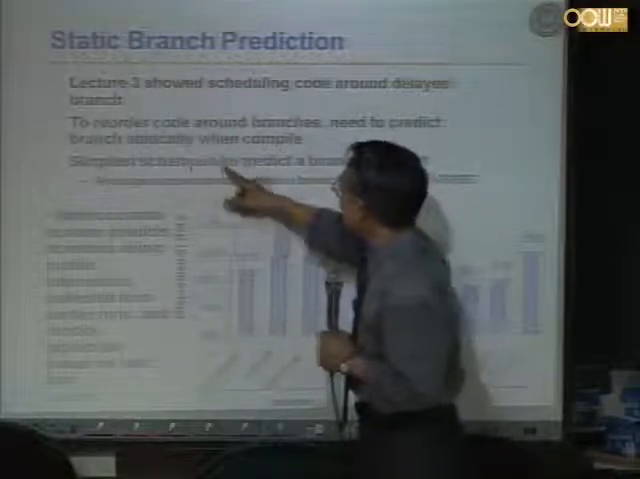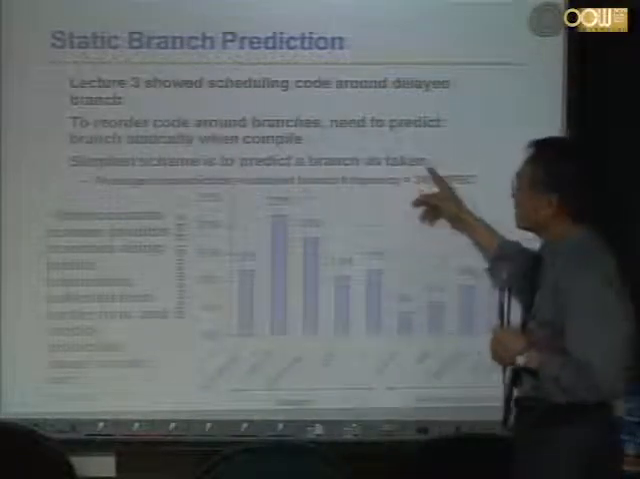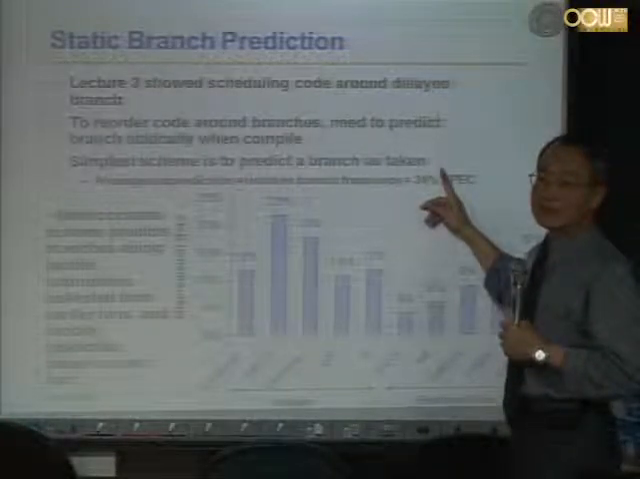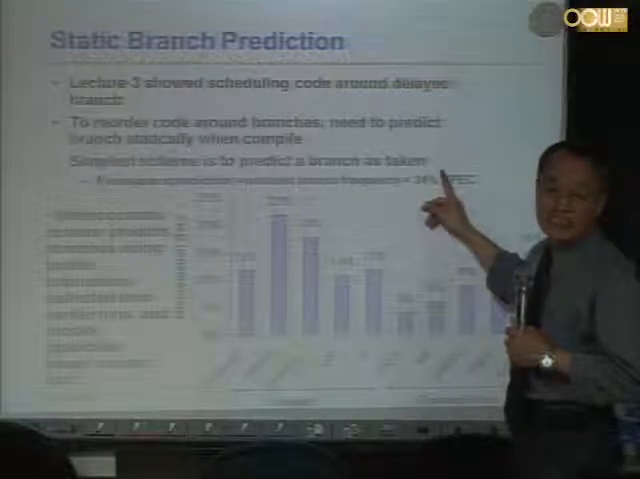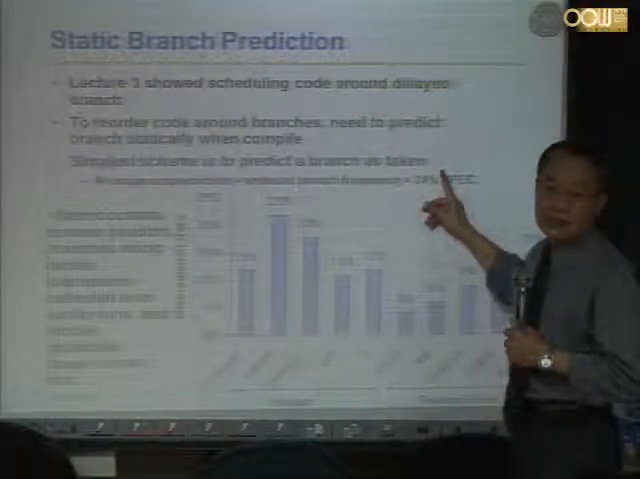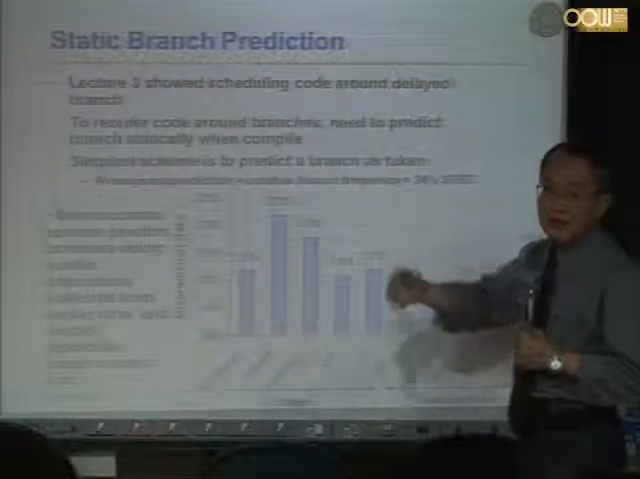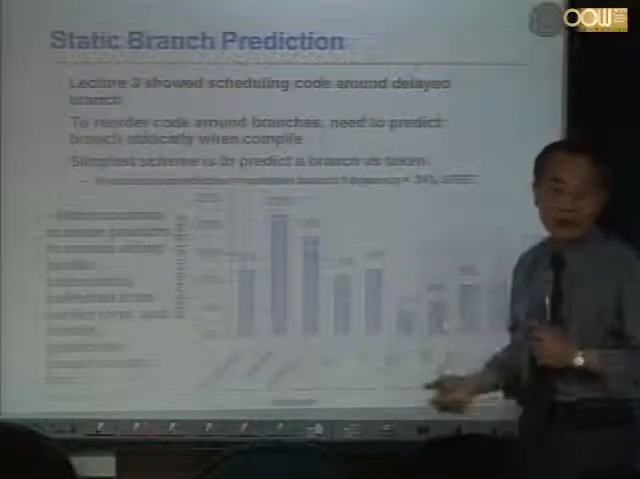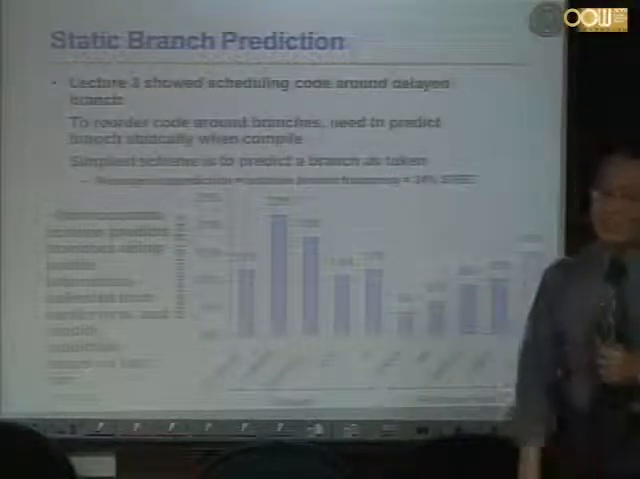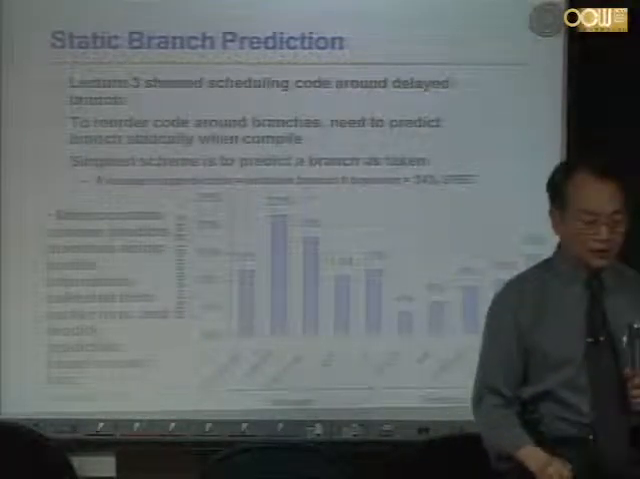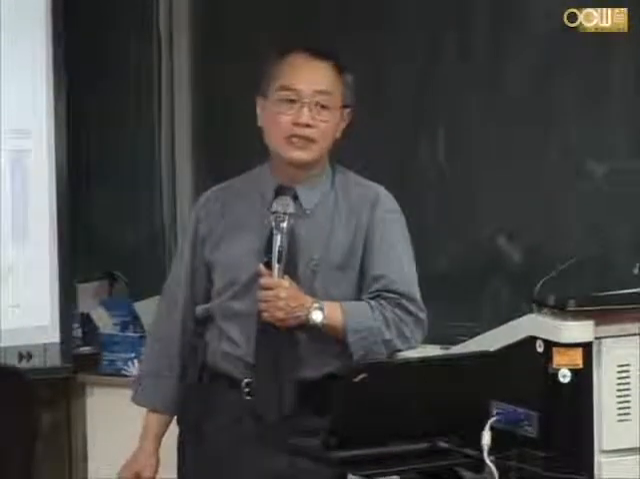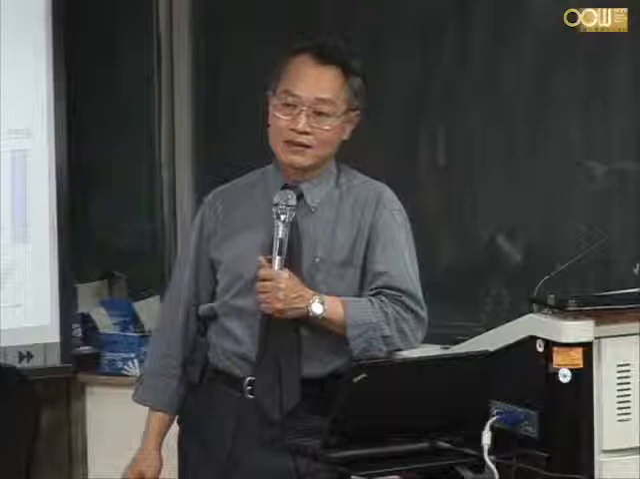The simplest scheme is to predict a branch as taken. I don't think so. I think the simplest scheme is just to assume it's not taken. So I don't even know its existence. I just go ahead with my fetches and decodes, right? That's the simplest. So IBM did that in a very early product. So in other words, they did nothing.